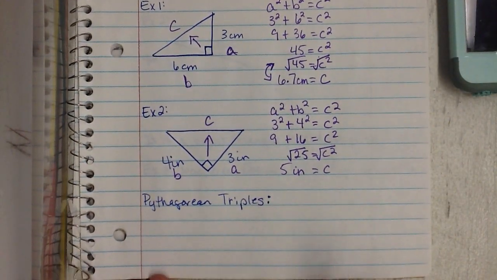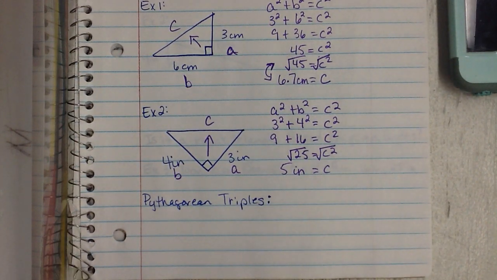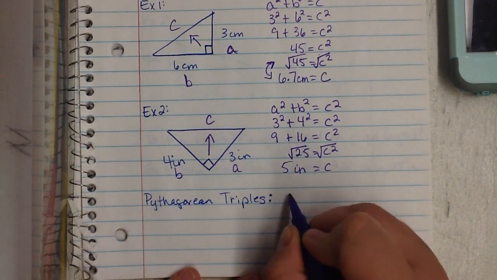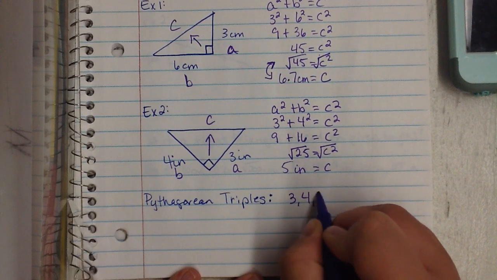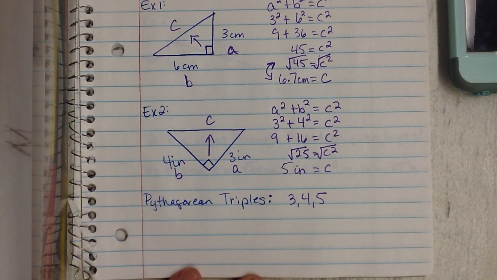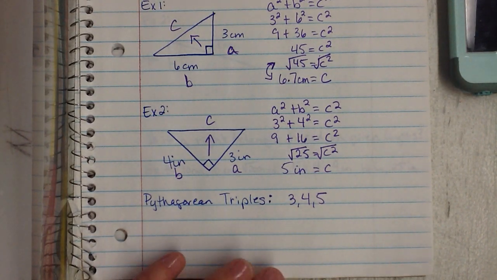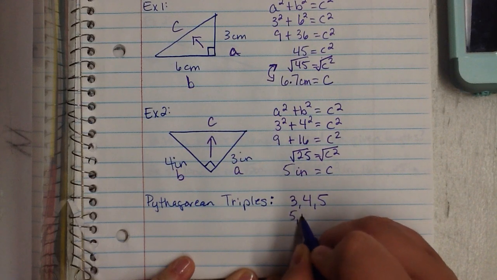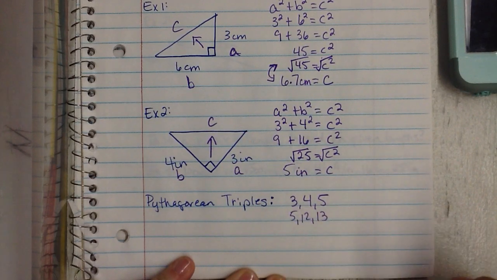They are right triangles that work out where each side is a whole number. So an example would be 3, 4, 5. Those are just triangles where each side is a whole number. Another example would be 5, 12, 13.